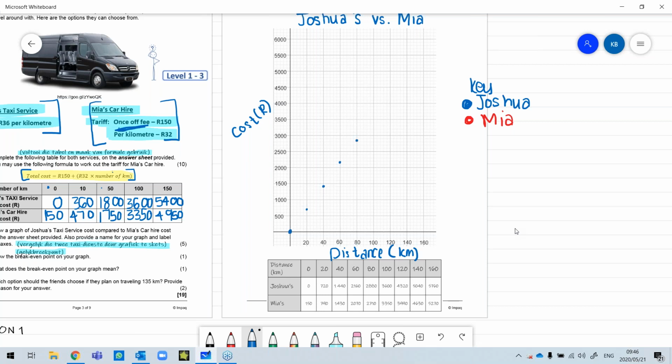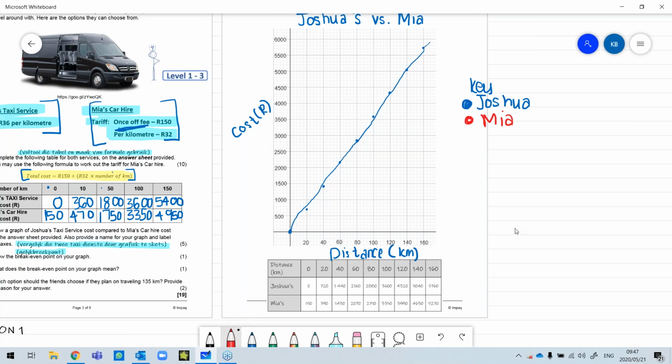For 100 kilometers, 3,600. For 120 kilometers, 4,320. So let's say more or less there. Then for 140 kilometers, it's 5,040. And for 160 kilometers, it's 5,760. So let's say about there. Now, please excuse me, I'm going to attempt to draw a straight line freehand on this tablet. Okay, that should do. It just gives you an idea, but please, on paper, use a ruler.